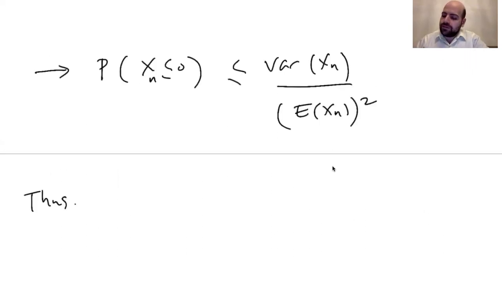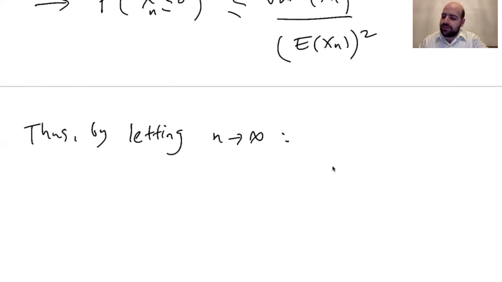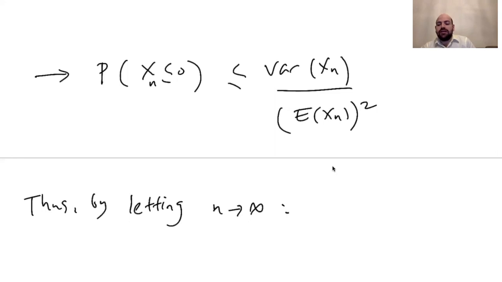Thus, by letting n go to infinity, what can I say? I can say that the limit of P of Xn less than or equal to 0 as n goes to infinity will be 0, right? Because the right hand side as n goes to infinity goes to 0.